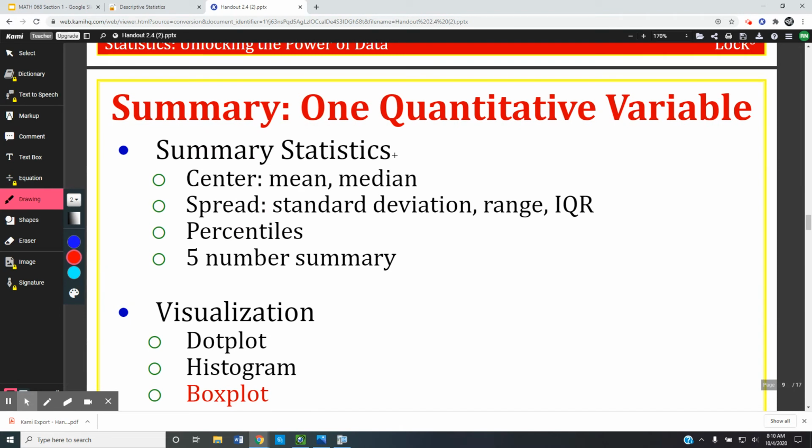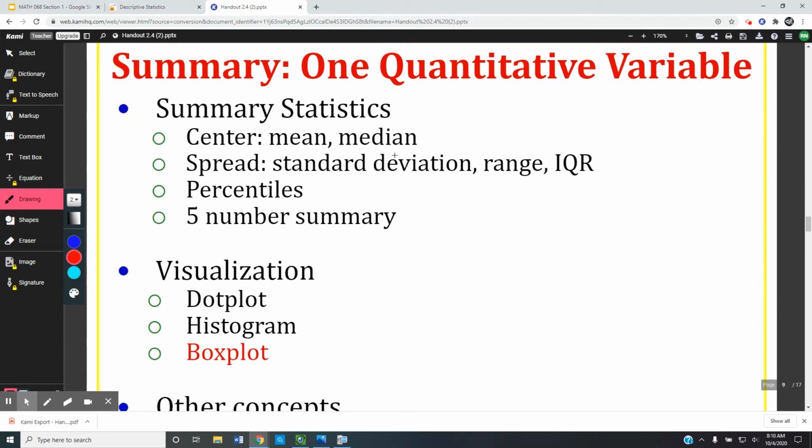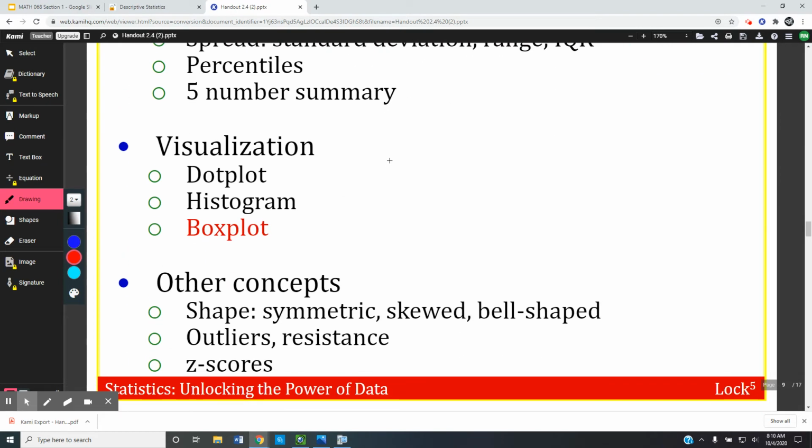A summary of one quantitative variable is that the center comes from the mean and the median. The spread is a standard deviation and an IQR along with a range. So that's your 5-number summary and your standard deviation. We use percentiles in order to gauge where numbers are in a quantitative relationship. And the 5-number summary is your best source for getting all this information. You visualize it using the dot plot, the histogram, and the box plot.